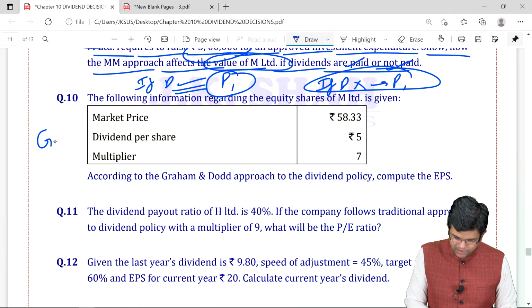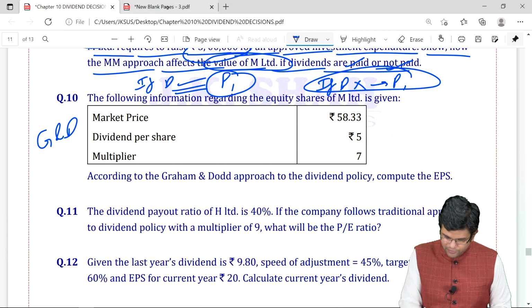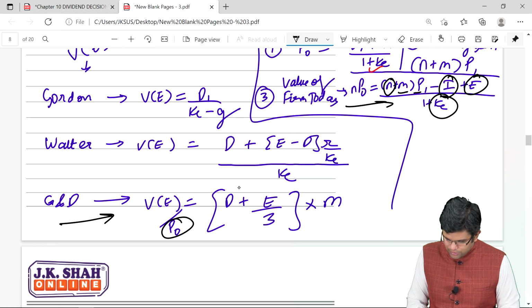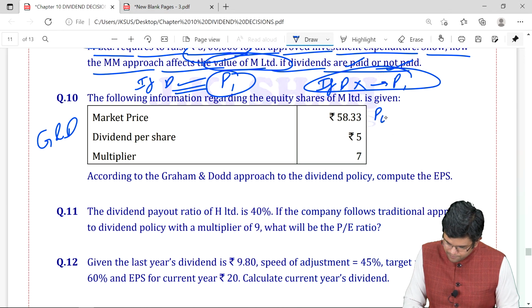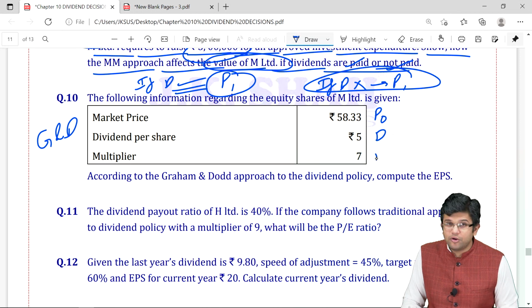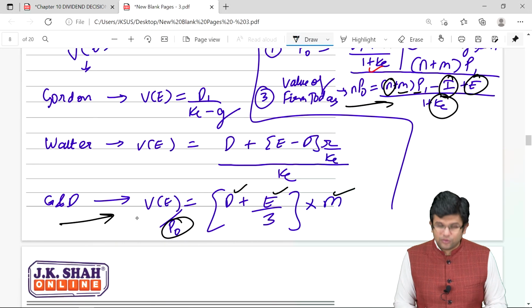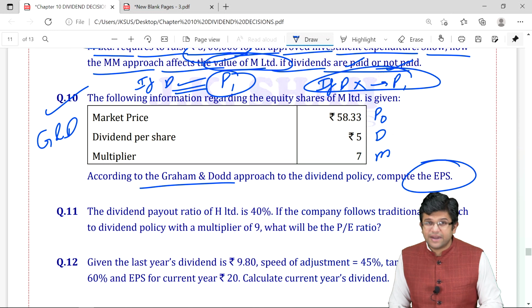Question number 10, children, is based on Graham and Dodd, that is the traditional approach model. Here, children, I will show you that formula. This is that formula, right? P0 or value of equity is equal to D plus E by 3 into M. Children, here they have given to you the P0, the D, and the M. They are asking you to find the E. Put the numbers in the Graham and Dodd model. We'll find the E as the balancing figure. This was as far as question number 10 is concerned.